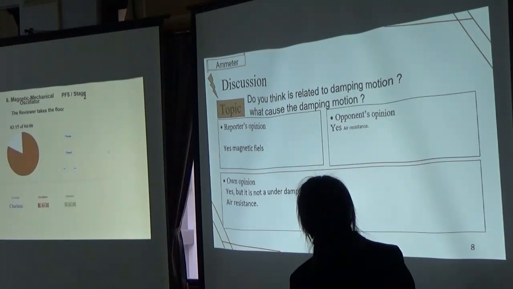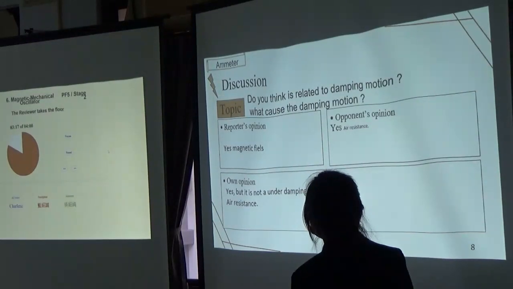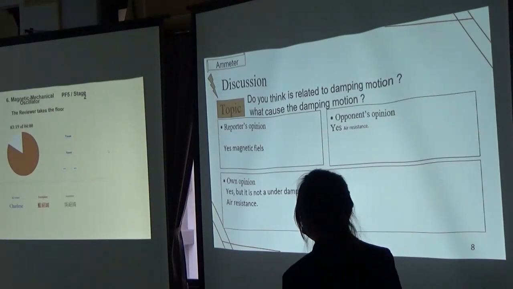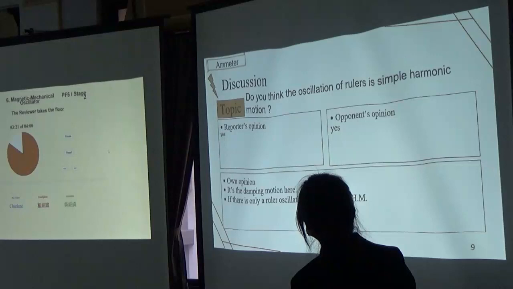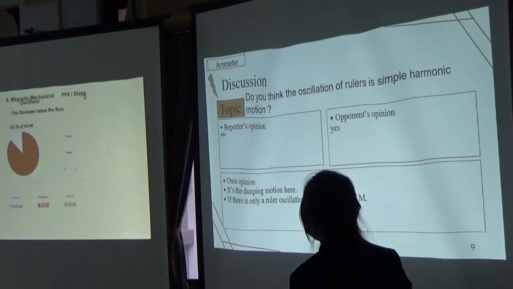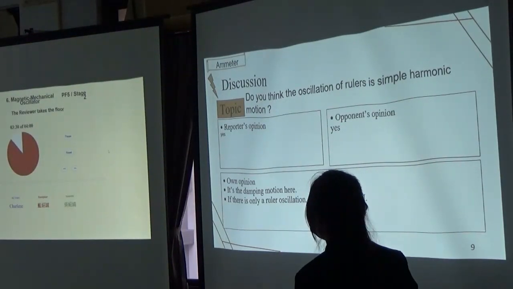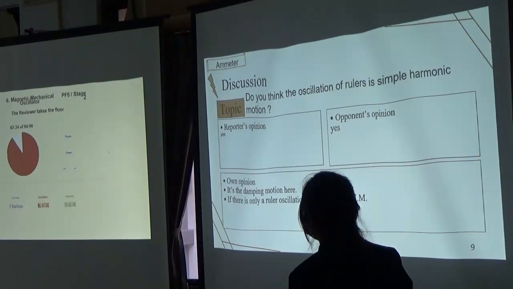And the cause of the damping motion is the air resistance. And did you think the oscillation of the ruler is simple harmonic motion? The reporter and opponent both said yes. Our own opinion is that it is damped motion here. If there is only a ruler oscillating, it will be simple harmonic motion.